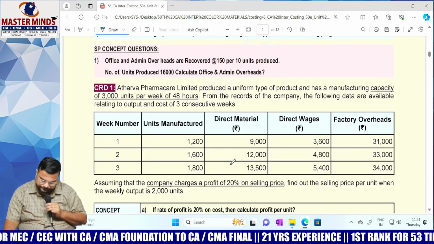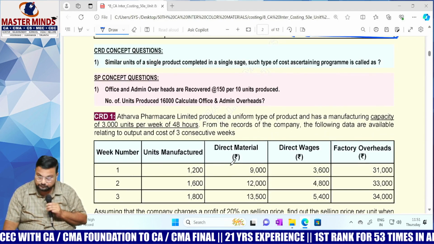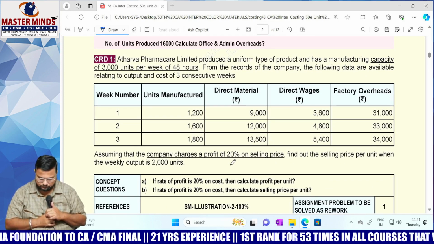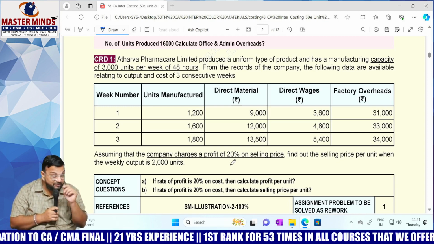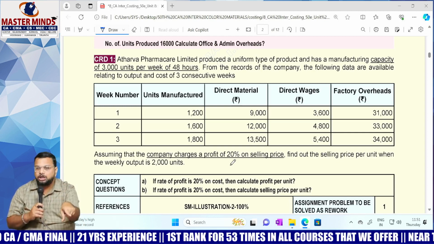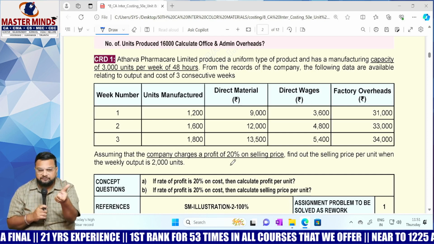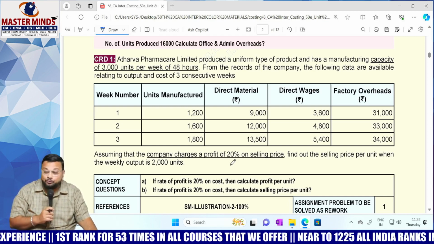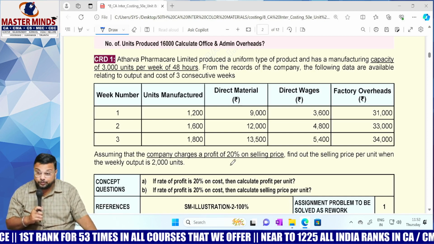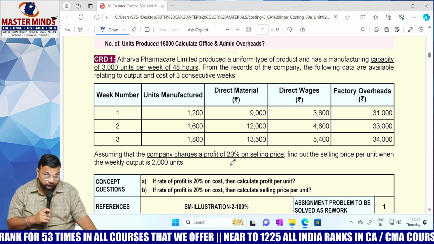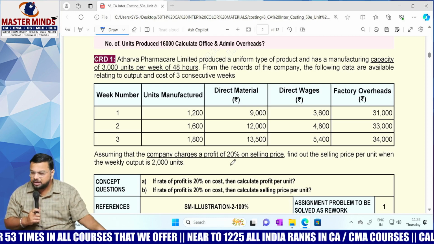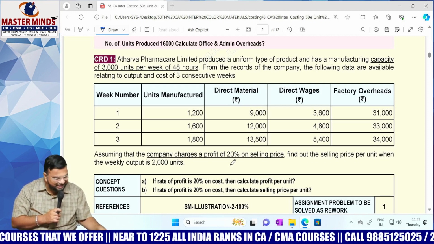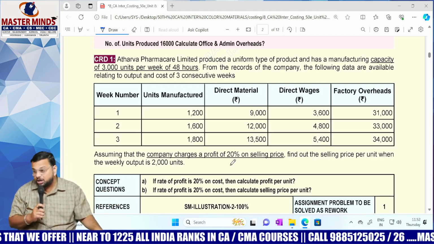Read it, Nana. Adharva Pharmacare Limited produces a uniform type of product and has a manufacturing capacity of 3000 units per week of 48 hours. Do remember one thing, Nana. In the examination, he will not mention from which chapter the problem is taken. So what you have to do is, basing on the information given in the question, decide whether he is talking about batch, uniform, joint products or byproducts. Generally, when it comes to joint products and byproducts, you can clearly see it because that information will be given. When it comes to batch, he will clearly mention the term batch. But when it comes to unit costing, he will not mention anything.